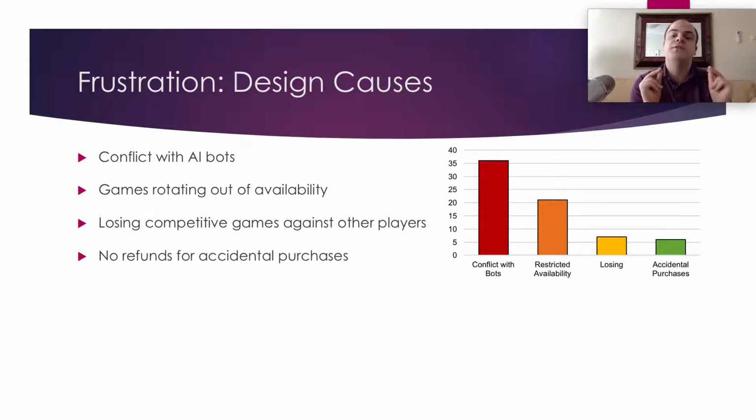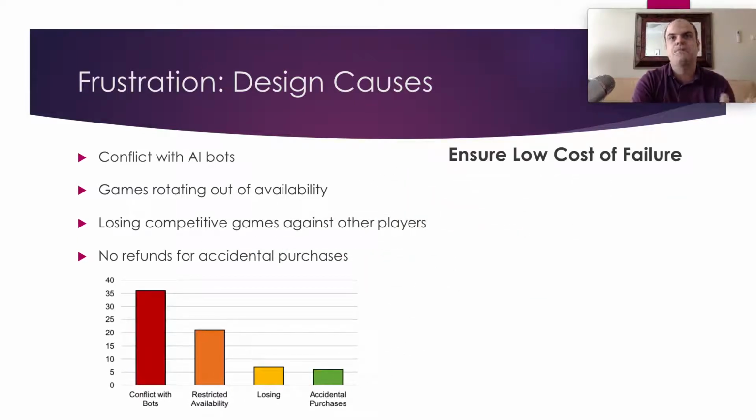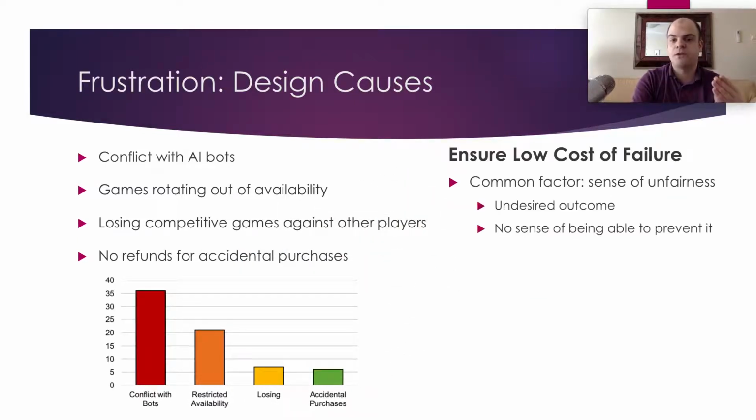So again, all these factors were present in previous trials, but it was only now in this population that they became problematic. So, what does this tell us about game design? First, ensure a low cost of failure. The common factor between these 4 causes is a feeling of unfairness. Something bad happened, and the players felt like there was nothing they could have done to stop it.